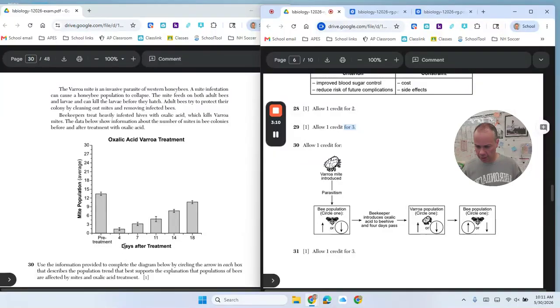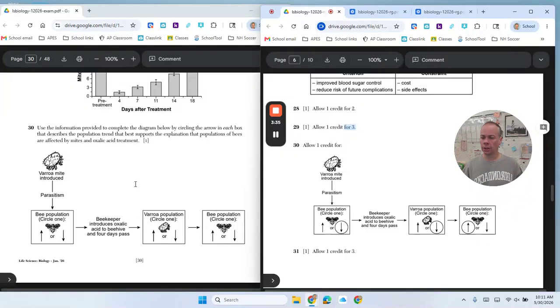We have treatments before treatment, and then we have several days after treatment. Our y-axis tells us the population of the mites. So the pre-treatment population was here, like 13-ish. After treatment, the population declined significantly, but then 18 days later, it had been climbing back up to its pre-treatment population. Okay, so that sounds similar to a previous cluster.